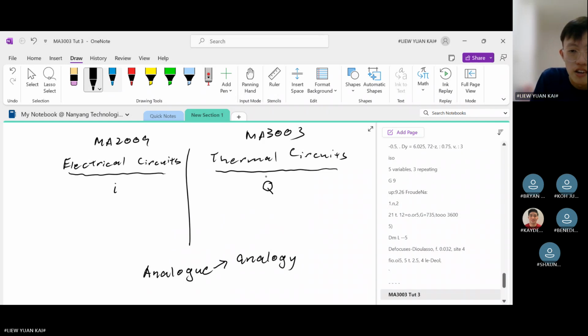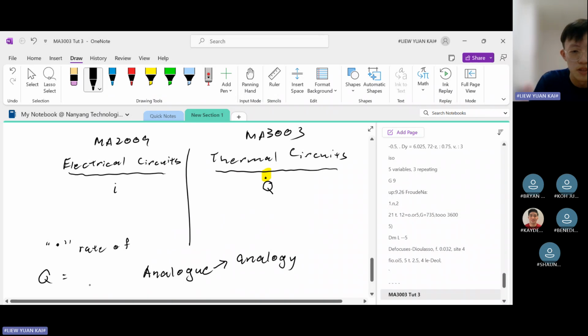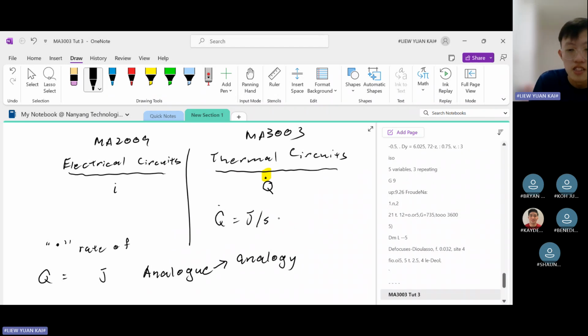So Q dot. By the way, this dot on the top means rate of. Without the dot, it'll be just Q, which is measured in joules. But with the dot, Q dot is joules per second, otherwise known as watts. So this dot means rate of. It actually just means the same as d/dt, which is the rate of change of something.